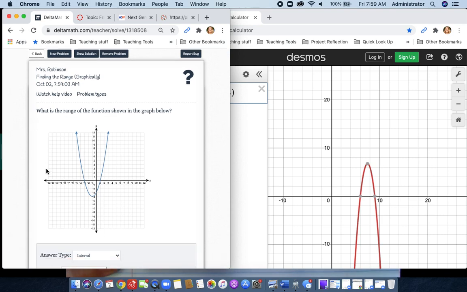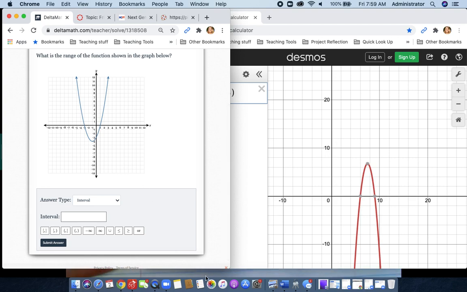So what is the range of this function? We need our vertex. So what is our vertex? It is at -1, -4. So does it open up or down? Up, and up goes to y values of positive infinity. So my lowest y is right here at -4.